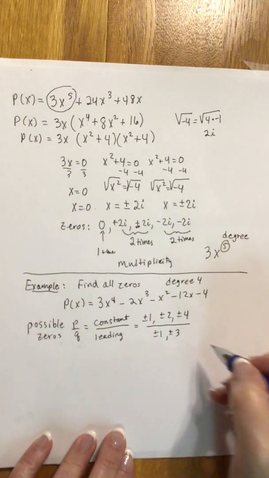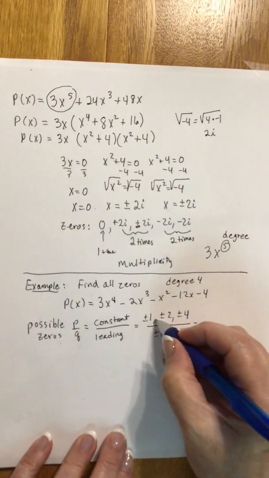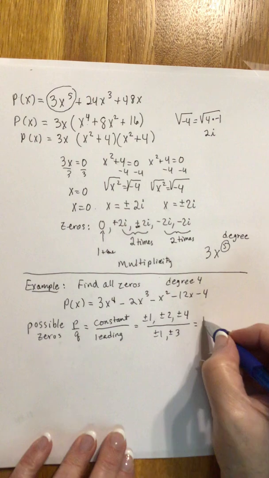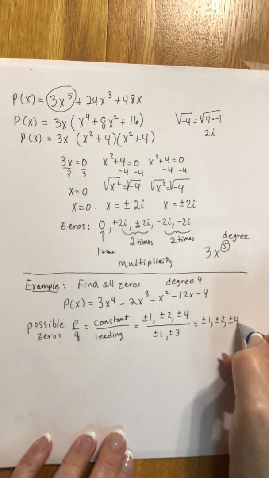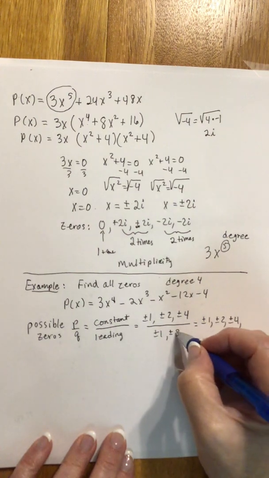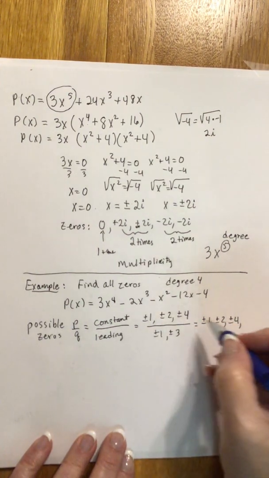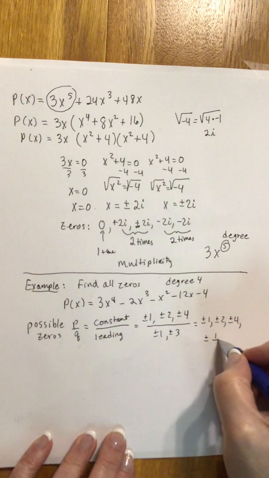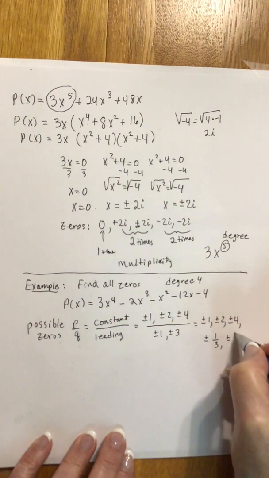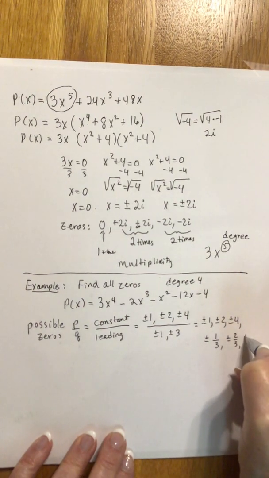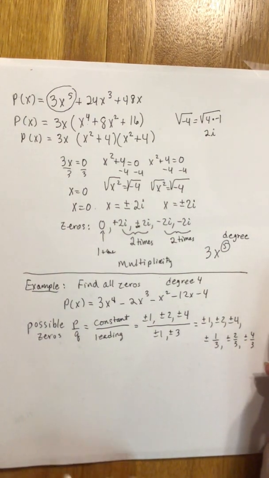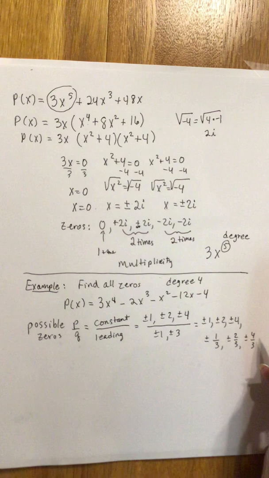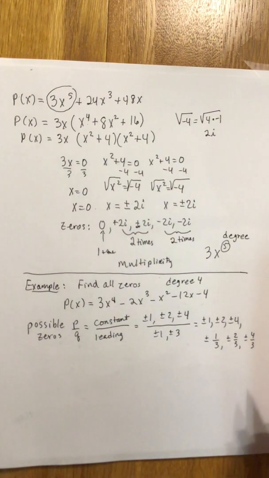So now I have to do it twice. If I divide everything by 1, then I'm going to get plus and minus 1, plus and minus 2, and plus and minus 4. But now I have to come back and divide everything by 3. So I'm going to get plus and minus 1/3, plus and minus 2/3, and plus and minus 4/3. So now we're going to use synthetic division on it and see what we can come up with.